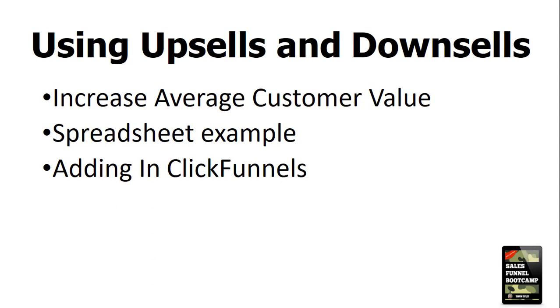Okay, so the main reason that we want to use upsells and downsells is because it increases our average customer value. And if you don't understand what average customer value means, don't worry because we're going to go into a spreadsheet. I'm going to show you some examples of it in action, and I'll even put a link so you can get the spreadsheet underneath and play around with it yourself, and you will totally come to understand why it is important, crucial, absolutely vital to have upsells and downsells in your sales funnels.